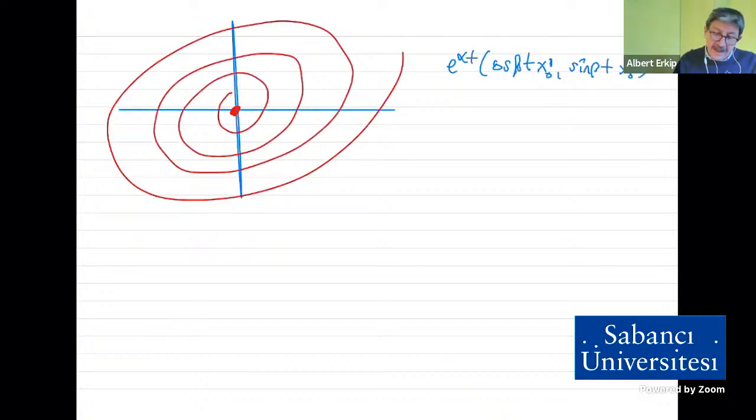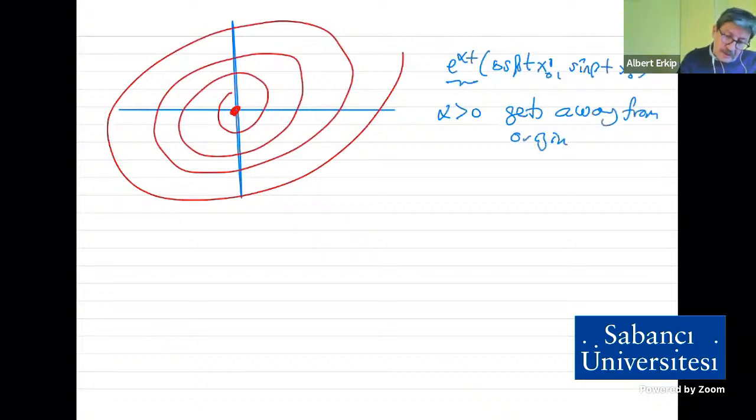Now, if alpha is positive, it gets away from the origin, so the ellipses will kind of curve outside. And if alpha is negative, it gets towards the origin. So if alpha is negative, the picture is totally the opposite.